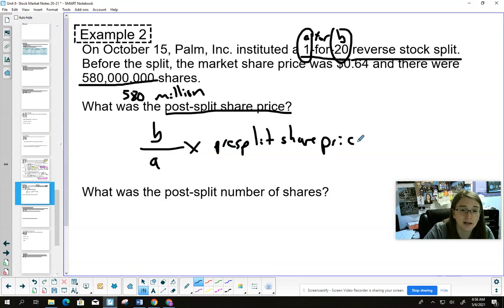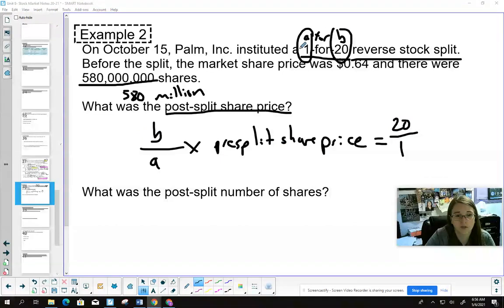So I want you to take a moment and plug in. We want the B over the A times what was the price before the split. Go ahead and try it. Well, B is 20, A is 1. You guys just have to be careful. It's right there, yeah? Times, you also want to be careful that you're not losing focus and being like, oh yeah, here's my information. We need the price.